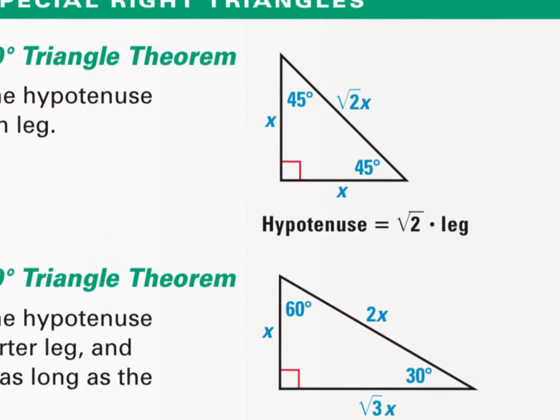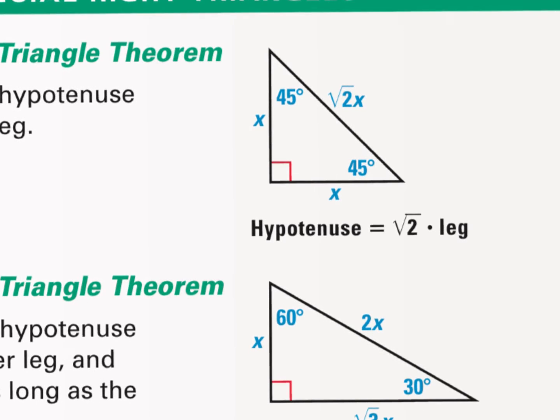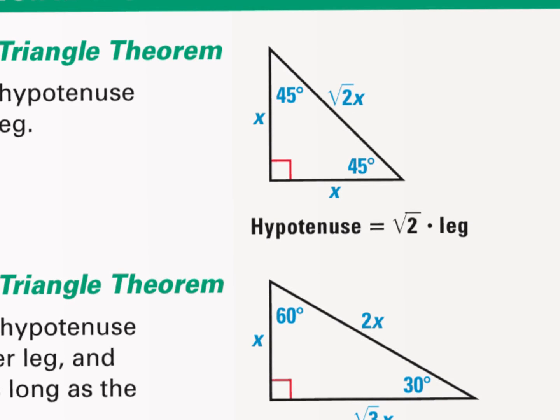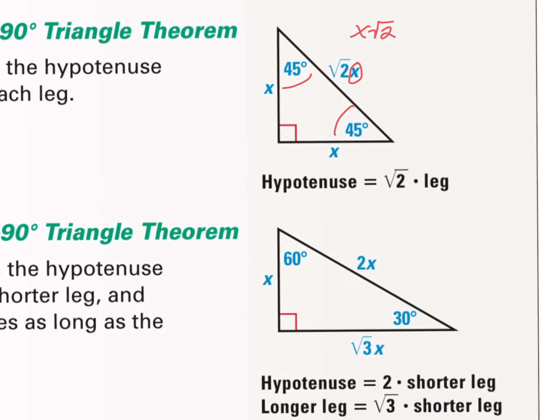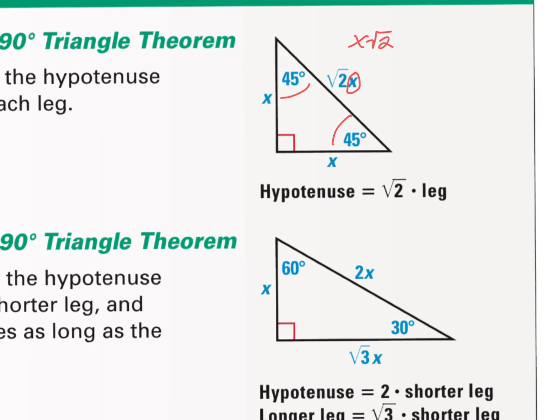Looking at our 45, 45, 90s, we obviously have our 90-degree angle, which is our red square, and the other two angles are both 45 degrees. Both legs of the triangle are the same length. The hypotenuse is x, whatever the legs are, times the square root of 2. It's often written with the square root of 2 behind it. If you have the leg, you multiply by the square root of 2 to find the hypotenuse. If you have the hypotenuse and want the legs, you divide by the square root of 2.